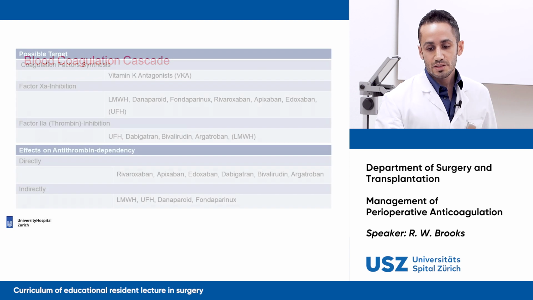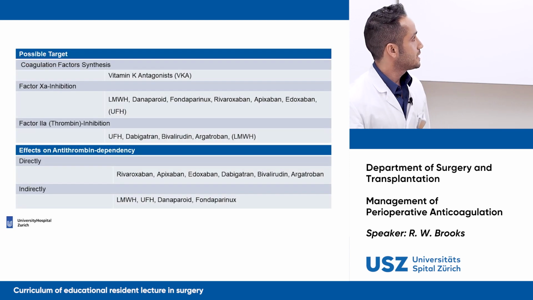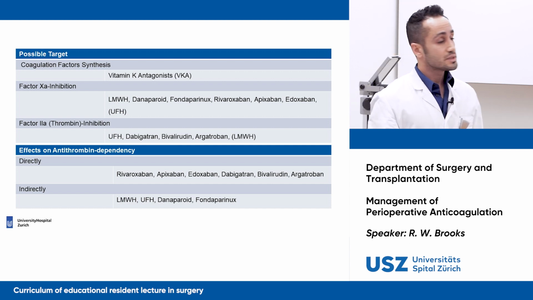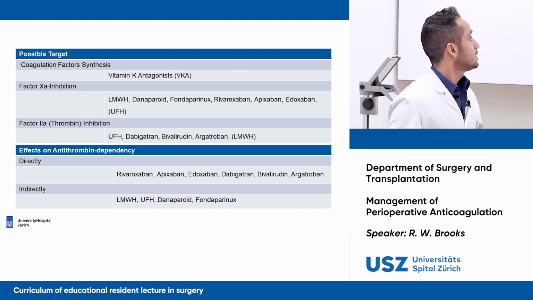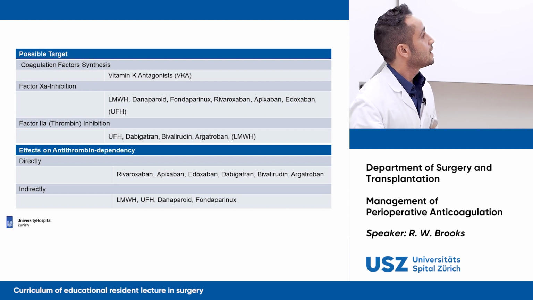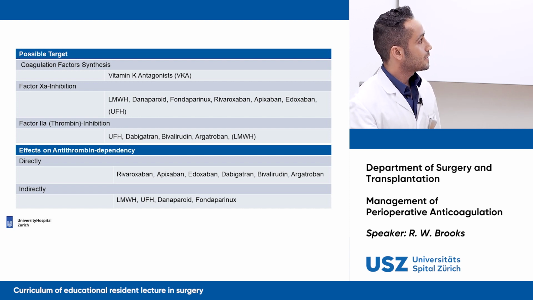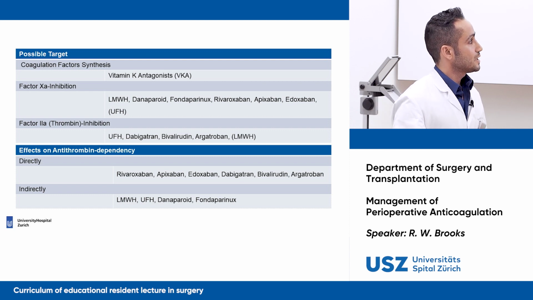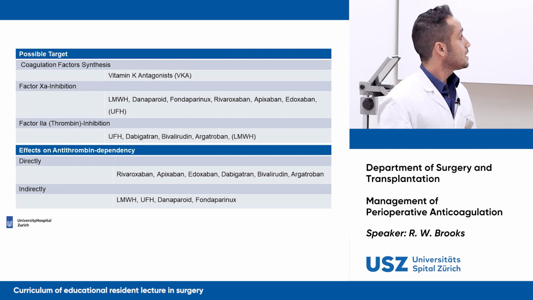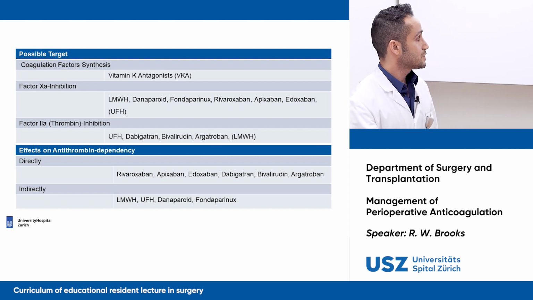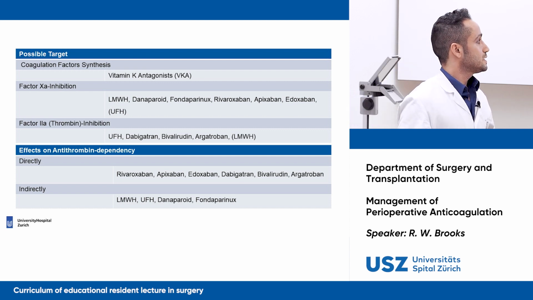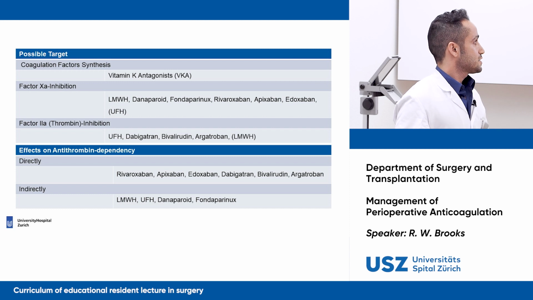Absolutely correct. So the possible targets in the coagulation cascade are mainly the coagulation factor synthesis themselves. To this group belong the vitamin K antagonists and also the factor 10A inhibition, like the low molecular weight heparin, danaparoid, fondaparinux, rivaroxaban, apixaban, and also edoxaban, and unfractionated heparin. And we do have the factor 2A, which is thrombin itself, inhibition through dabigatran, bivalirudin, argatroban, and also unfractionated heparin.